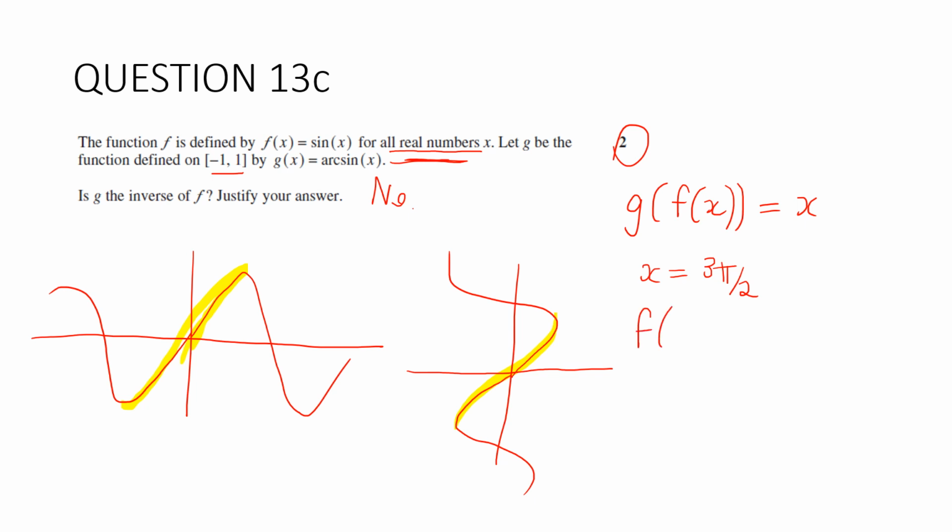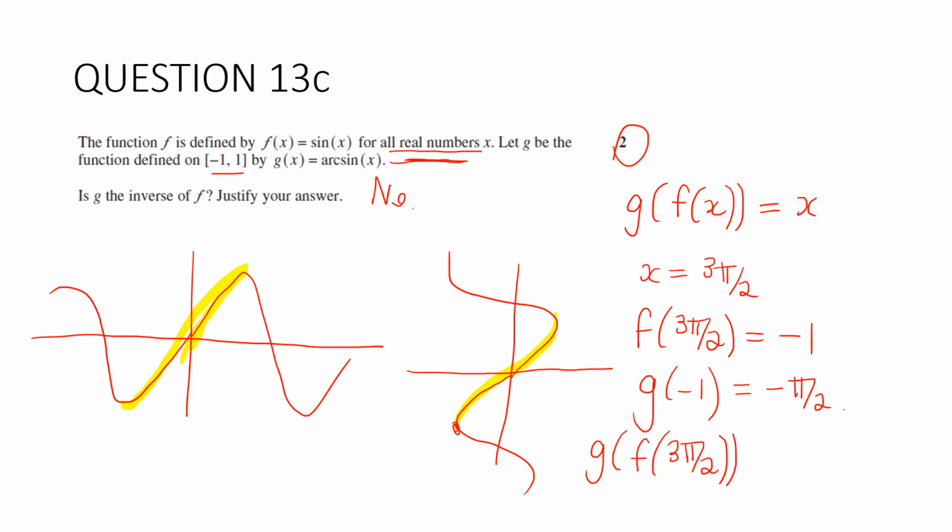Now f of 3 pi on 2 is equal to sine 3 pi on 2, which is -1. And g of -1, so looking at our graph here, that's going to be that point there, is equal to -pi on 2. So g of f of 3 pi on 2 is not equal to 3 pi on 2, it's equal to -pi on 2. So therefore g is not the inverse of f.